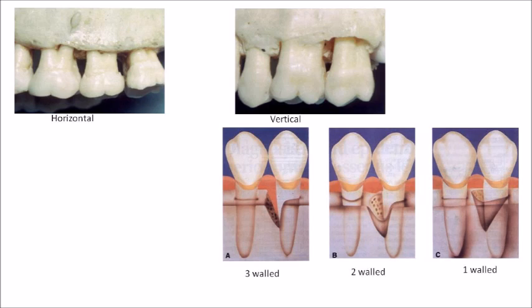Now vertical bone loss can again be classified into three. It is 3-walled, 2-walled or 1-walled depending upon the number of bone walls remaining. That is very important. It is not the number of bone walls lost. It is the number of walls remaining. So 3-walled means 3 walls are remaining for that. 2-walled means 2 walls are remaining. And 1-walled means only 1 wall is remaining. So 3-walled is a bone loss with a good prognosis because 3 walls are there, and 1 wall is the worst lesion because only 1 wall is remaining. All the other 3 walls have been lost.